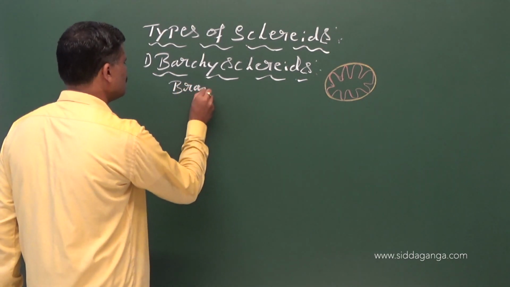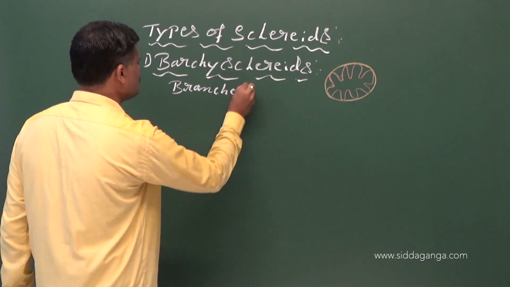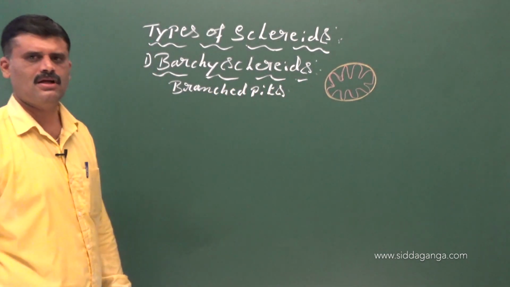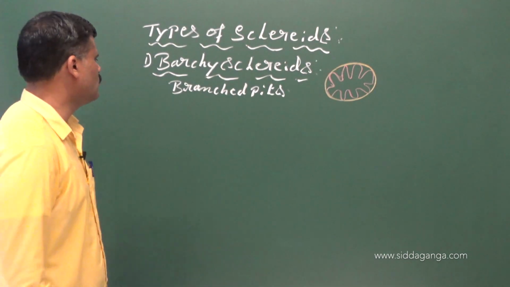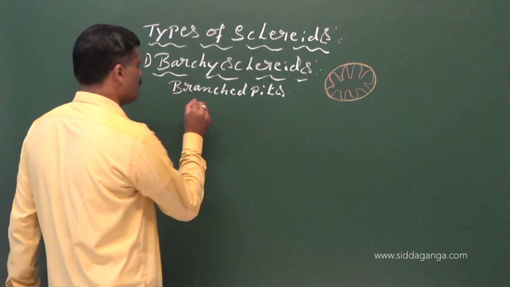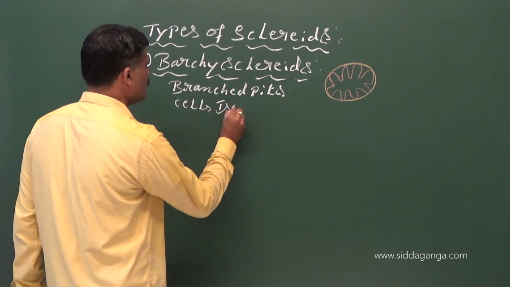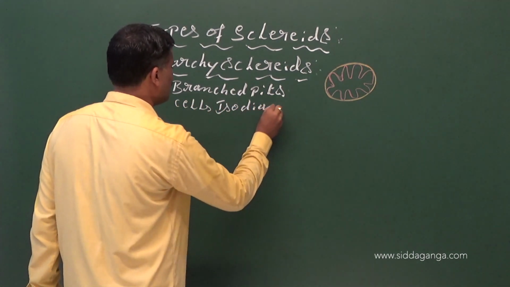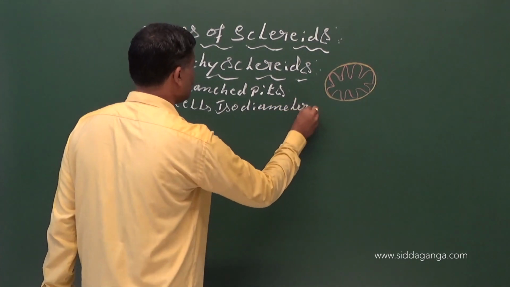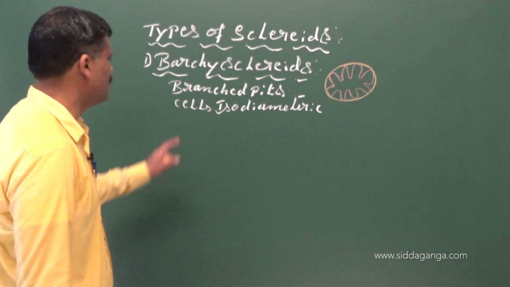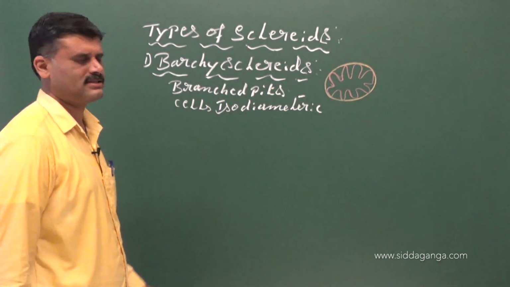Branched pits are observed and the cells are isodiametric. They have uniform length and breadth, and the pits are branched.